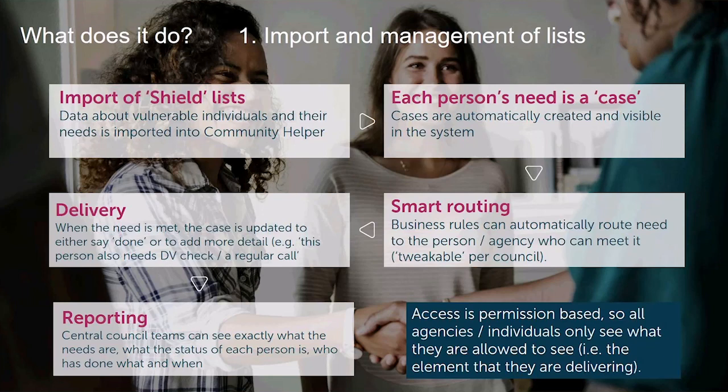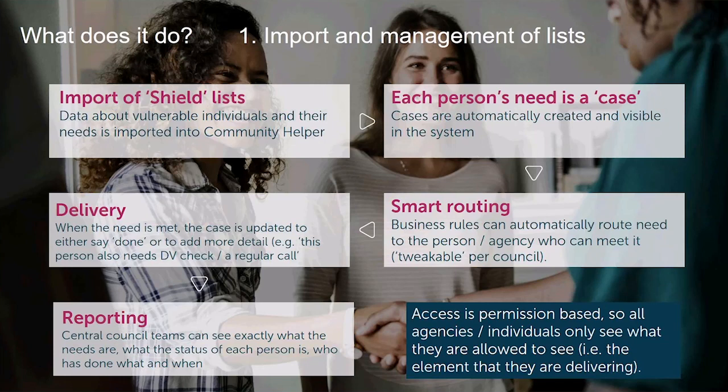If we give you an example of a large-scale operation for a city council, smart routing can be enabled so that food requests can go automatically to a food agency such as the Trussell Trust, where other demand comes into the central team. Rules can be set according to your individual needs. When the need is then met, the case is updated to say either that it's been done or to ask for more detail to be added.